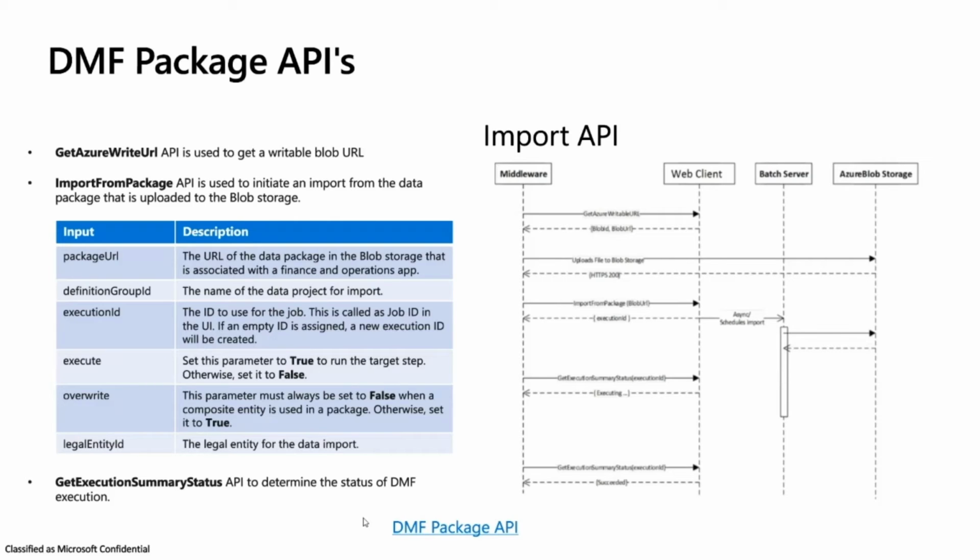Once this import is running, it is recommended to make use of the get execution summary status API to check the status of that data project before you send the next one. So this is typically the import API flow.